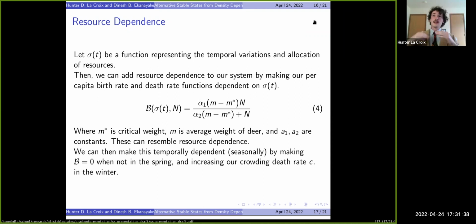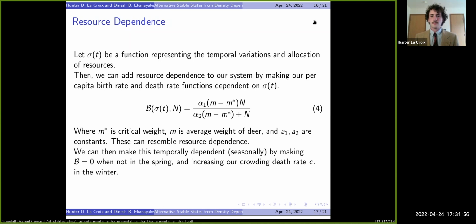And the idea is that as we increase the average weight, the birth rate increases. This is the per capita birth rate once again. And depending on certain resource values, that's also going to change what the birth rate actually is. And we can change them over time. Our sigma is a function of time.